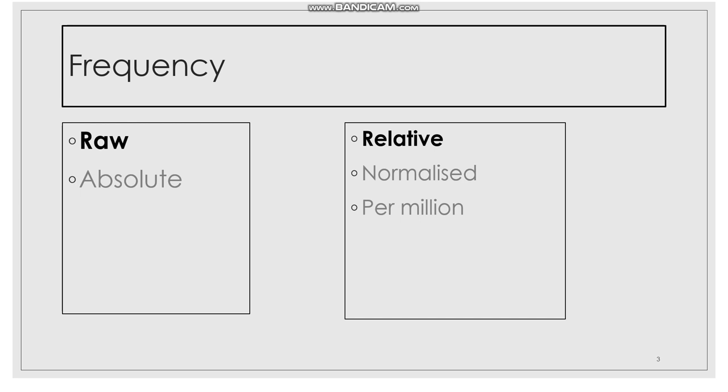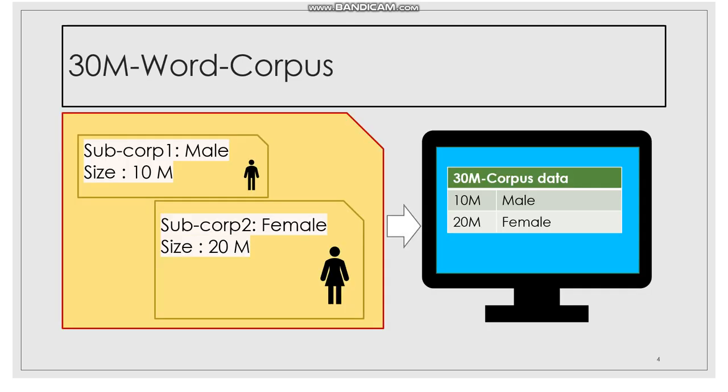Let's assume that we have collected our corpus data from male and female speakers of English, and therefore searches in our corpus can be filtered based on these two genders, which form two subcorpora. The male speaker subcorpus is composed of 10 million word tokens, while the female subcorpus is composed of 20 million word tokens. These are the sizes of our two subcorpora. They are the total number of word tokens for each gender.